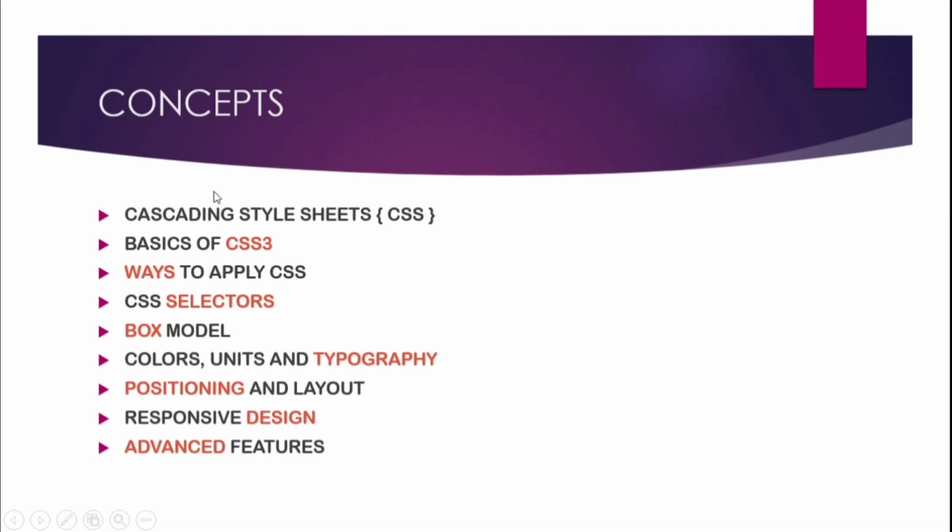This is the concept that we are going to learn. First one is the basics of CSS3. Then we have the ways to apply CSS, how we can apply CSS to our HTML5 index.html page. Then we have the CSS selectors, box model, colors, units and typography, positioning and layout, responsive design, and advanced features. What are the advanced features that we have in CSS?